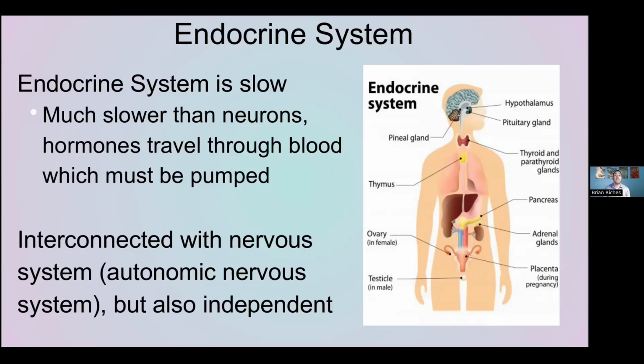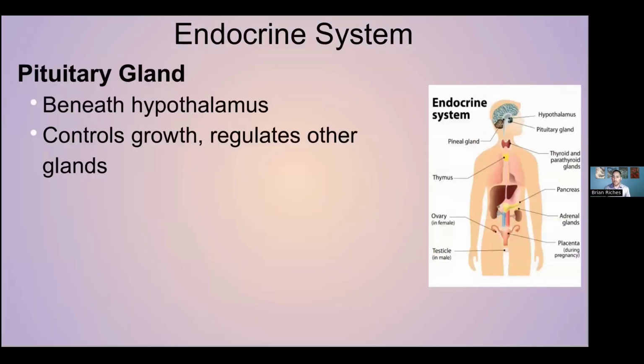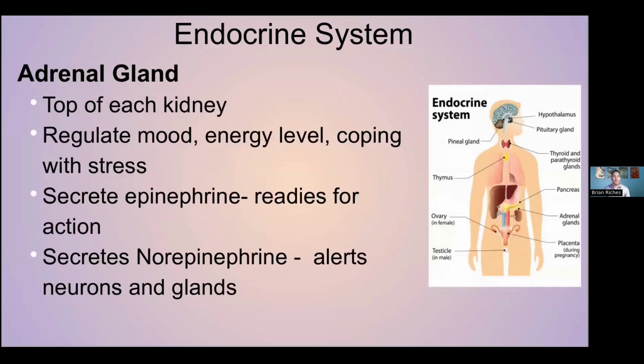So the endocrine system is part of the neural system, is part of the nervous system of your body. So some of the glands: the pituitary gland, it controls growth hormone, regulates a bunch of other glands. It's kind of like, with the hypothalamus, a boss of glands. The adrenal gland, it regulates mood, energy level, helps us be ready for action or alerts other neurons and glands. So it secretes norepinephrine, which, as we remember, is a neurotransmitter.